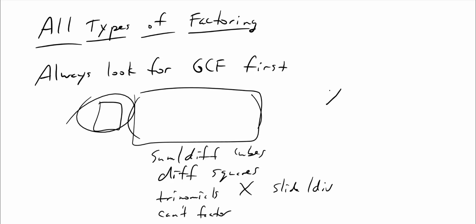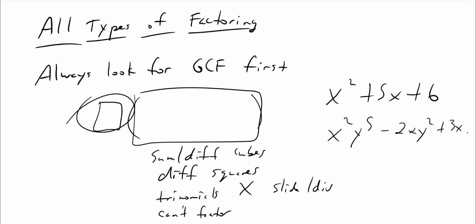If you see a problem like this after you factor it, x squared plus 5x plus 6, you should say, well, I can try to factor that, and you probably will be able to. But if you see something like x squared y to the fifth minus 2xy squared plus 3, and you took your greatest common factor out, you can't do anything more with that. I'm not going to give anything crazy like that where you have to try to factor something more. Just a greatest common factor for a problem like that, but certainly not anything more than that.